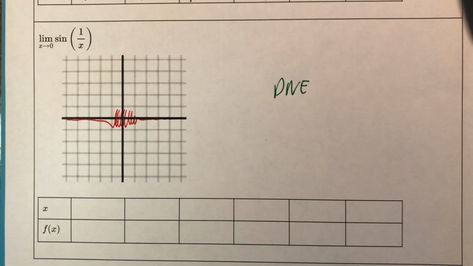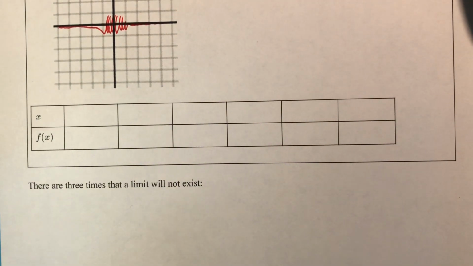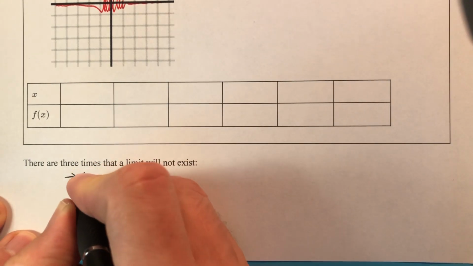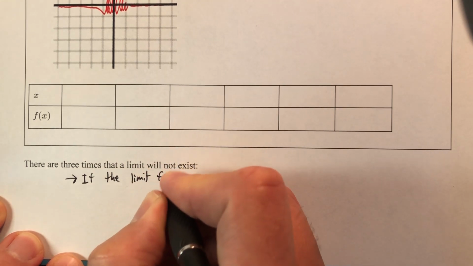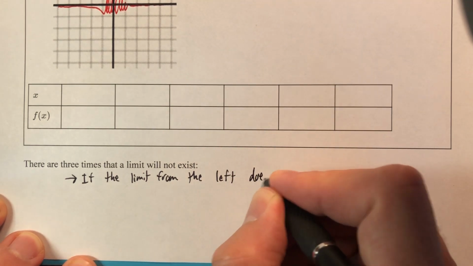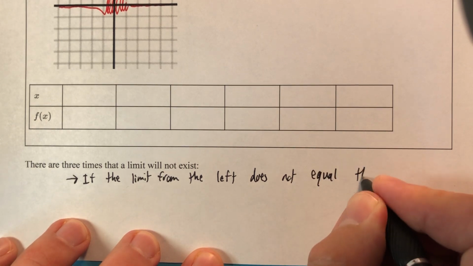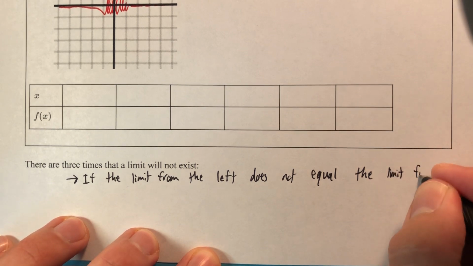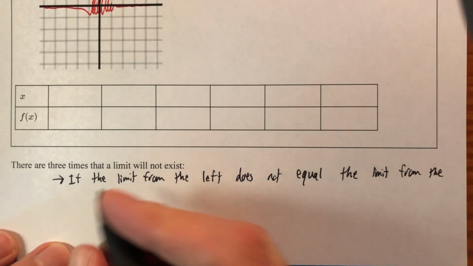We have actually just explored these 3 things, and here they are, in no particular order. Well, actually in the order in which we discovered them. 3 times a limit will not exist. Time number 1, if the limit from the left does not equal the limit from the right.